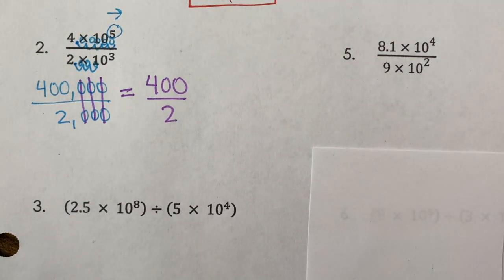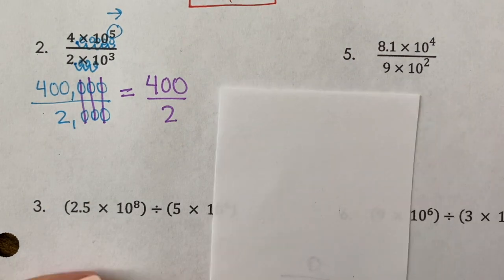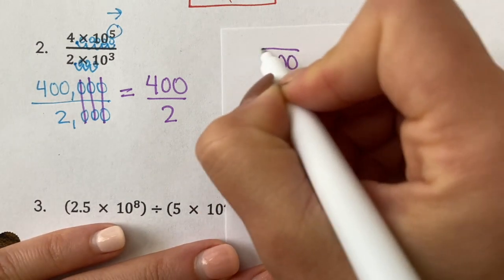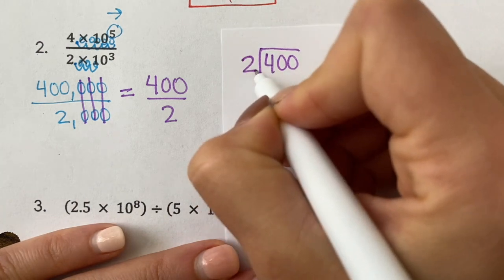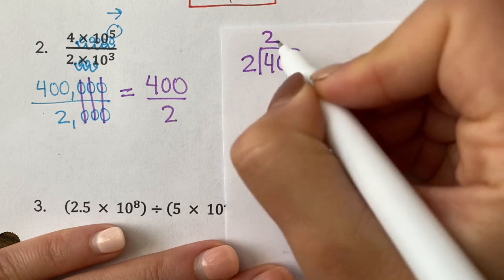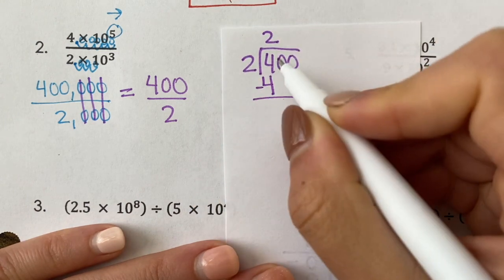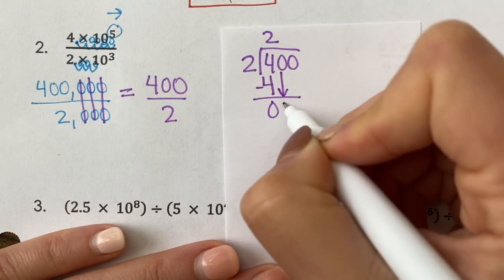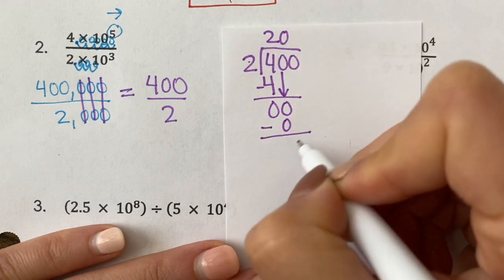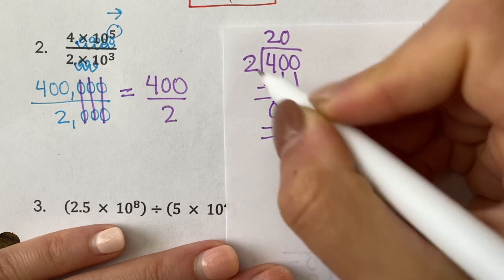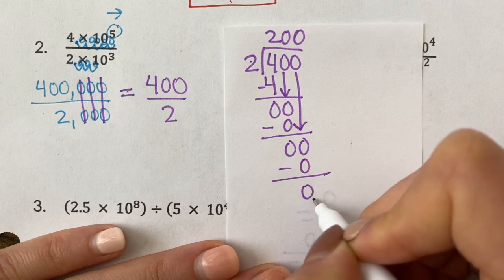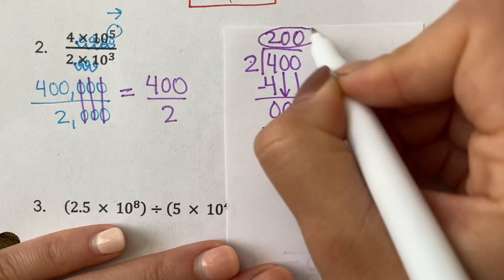Now, most of you know what 400 divided by 2 is, but if you don't, we're going to do some long division. So remember, 400 goes underneath the division symbol. The divisor is on the outside. 2 goes into 4 2 times. 2 times 2 is 4. You subtract. 4 minus 4 is 0. Bring down your first 0. 2 goes into 0 0 times. 0 times 0 is 0. Subtract. 2 goes into 0 0 times. 0 times 2 is 0. You have no remainder. So your answer is 200.